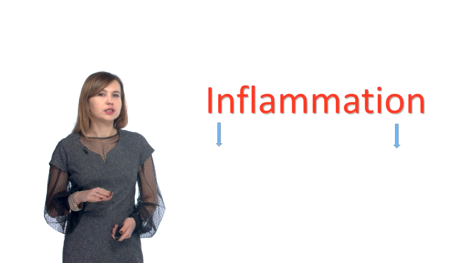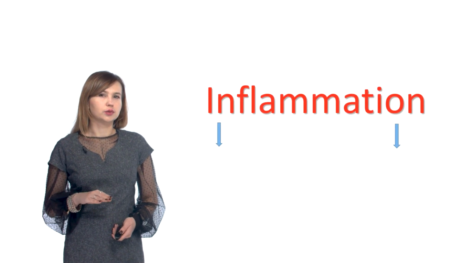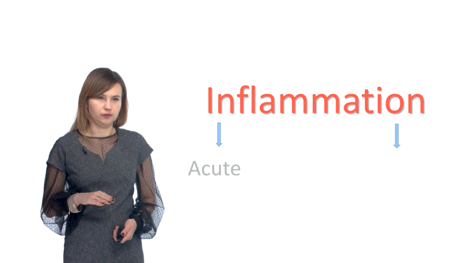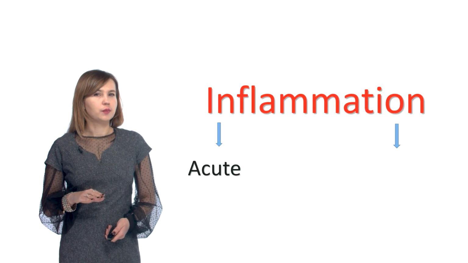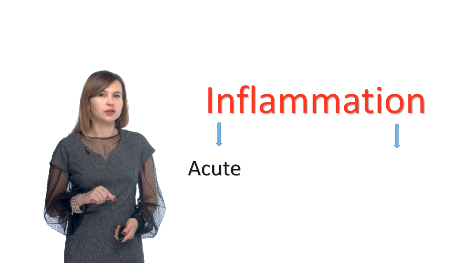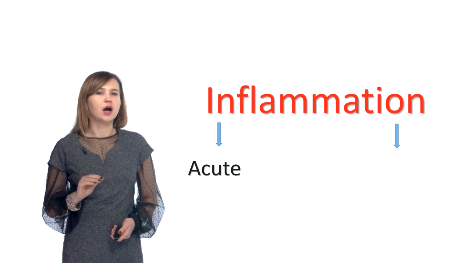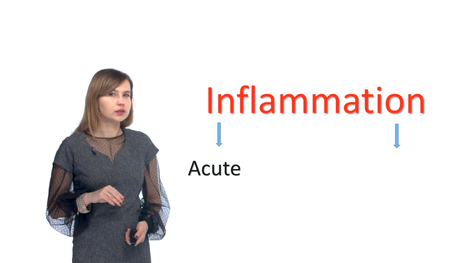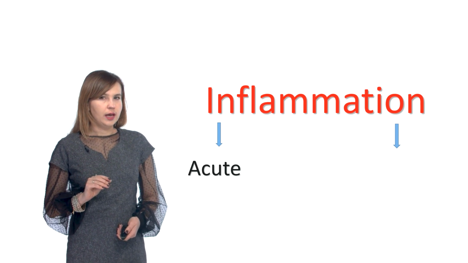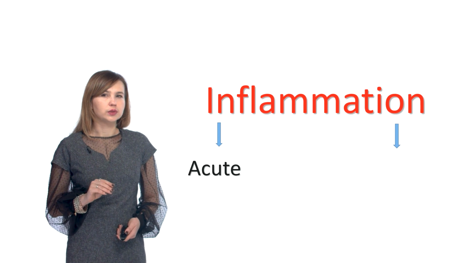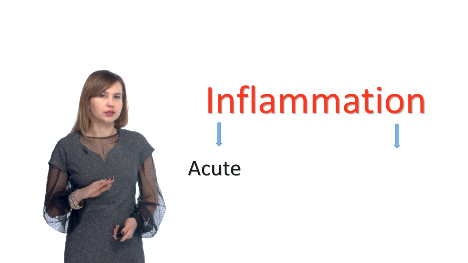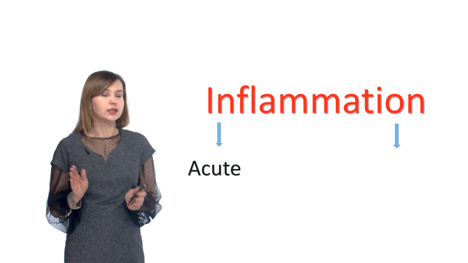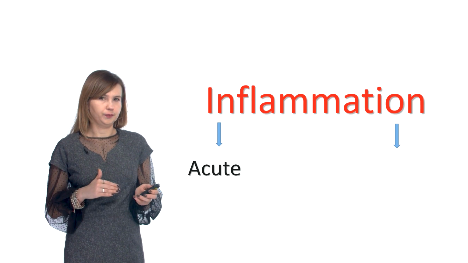Inflammation classification according to the duration. Acute inflammation. Acute inflammation is a form of the inflammatory response that develops immediately after exposure to a damaging agent. It is characterized by a predominance of exudative tissue reaction and rapid completion of the process with elimination of the damaging agents and repair of tissue. Duration 7 to 10 days.